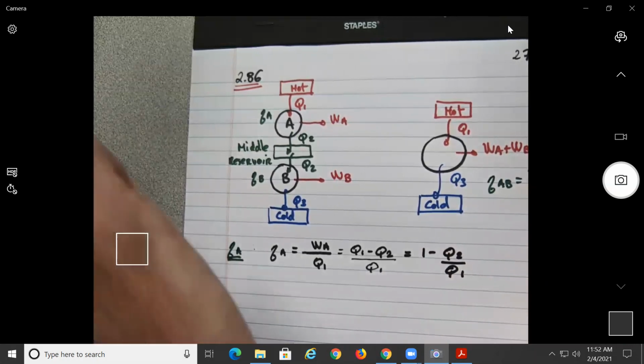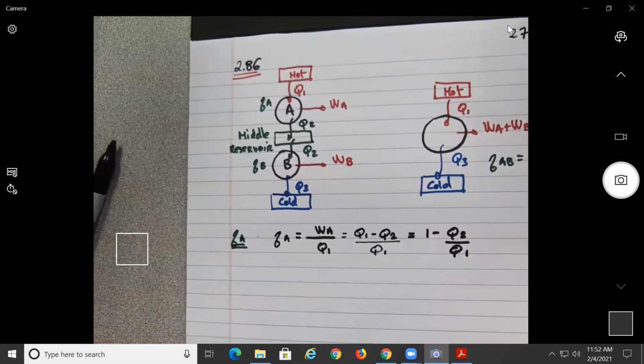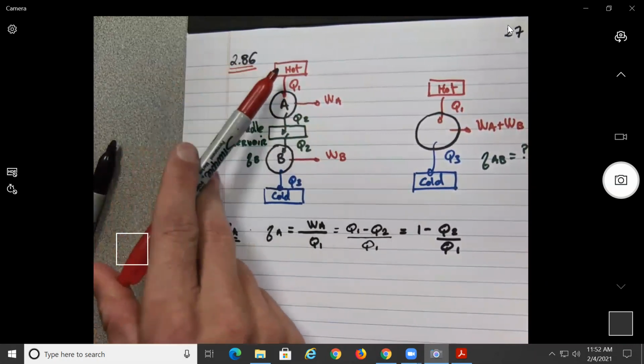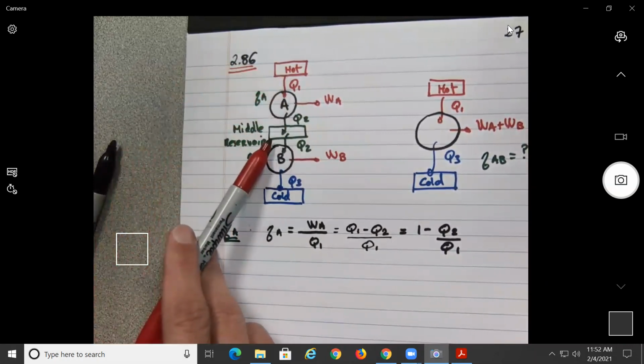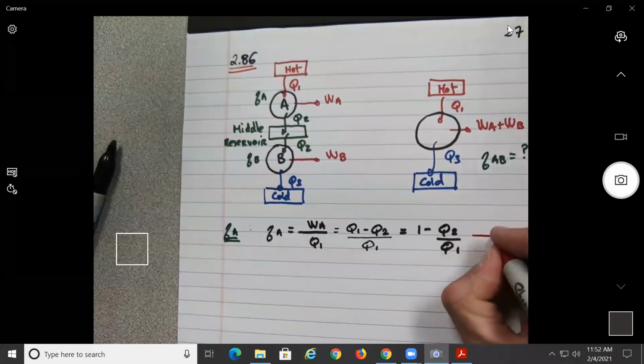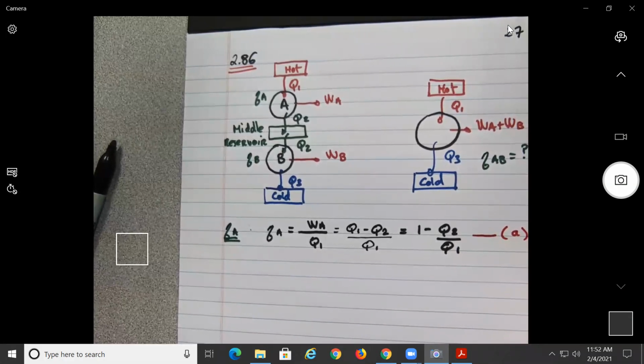Let me do this part in a methodical way. I'm not going to do it fast, okay? I know what I need to solve for, so I could do it now. But let's say I just follow a procedure, which is write down the equations that we know. So this would be the efficiency of A that operates between the hot and the middle reservoir, no? So we deal with Q1s and Q2s. So let's say this will be our equation letter A.